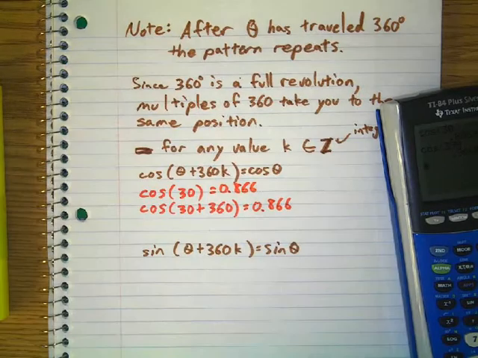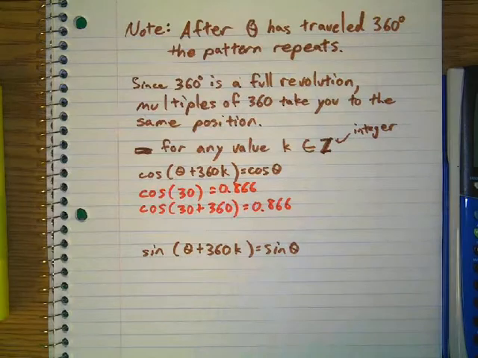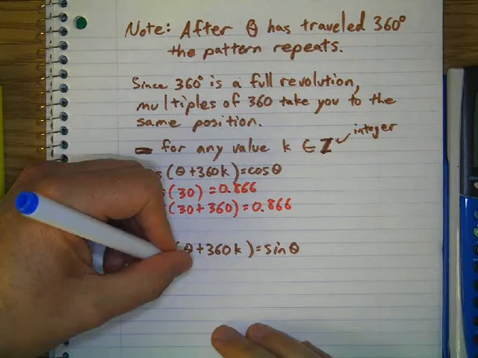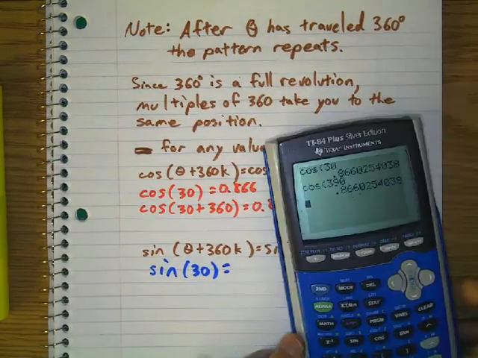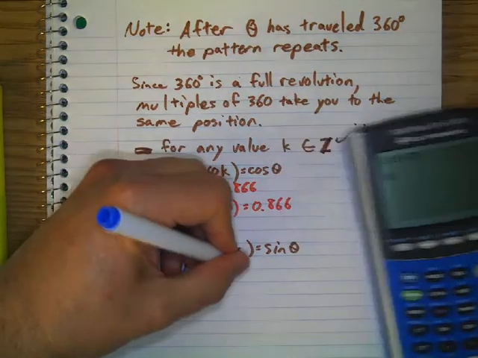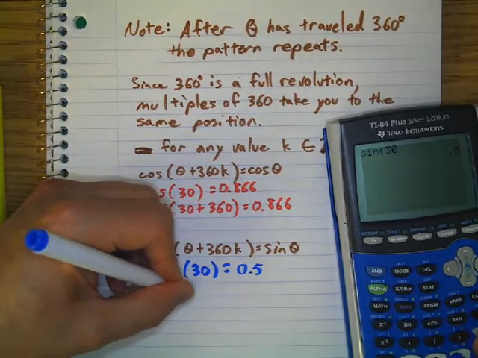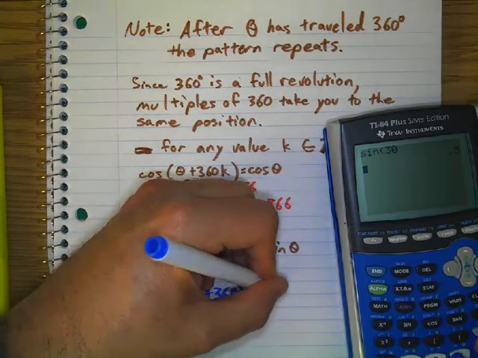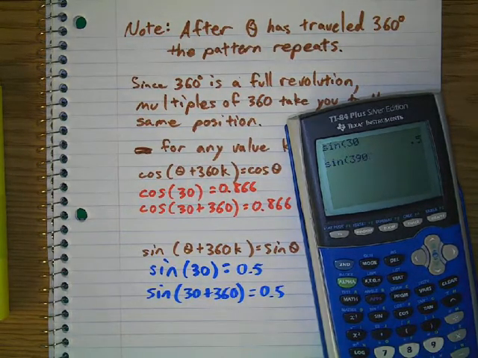Okay, same thing goes with sine. So if I've got sine of 30, sine 30 gives me 0.5. Sine 30 plus 360 is also going to give me 0.5, right? Sine of 390 gives me 0.5.